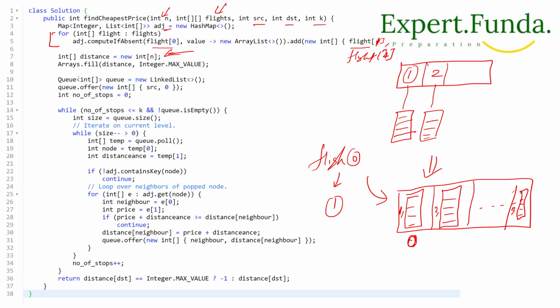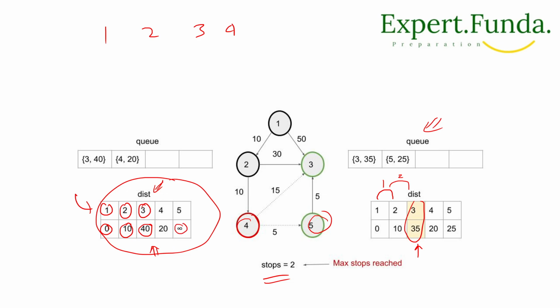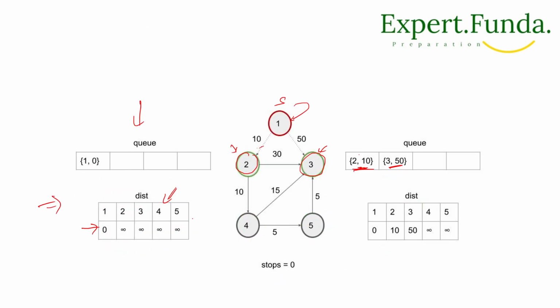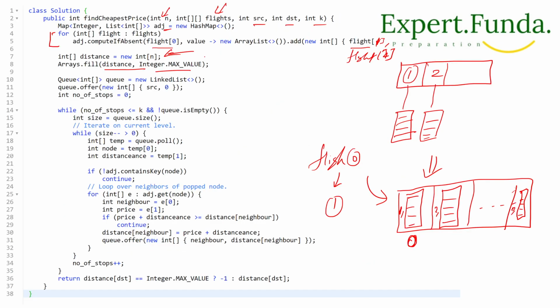Now we will fill this distance with a max value. Initially we take the max value as infinity. In Java we use Integer.MAX_VALUE, which is a very big value in the integer range. So we'll fill this value by default.